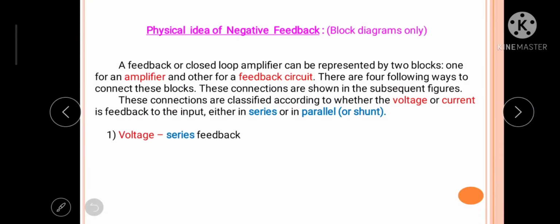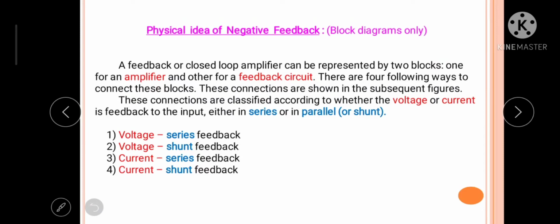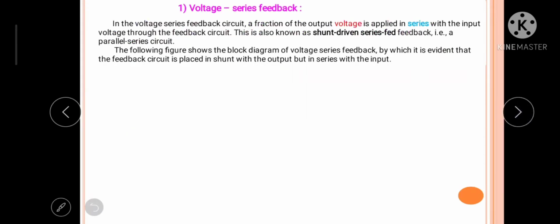So accordingly, there are four types. Out of these four types, first is voltage series feedback, second is voltage shunt feedback, third is current series feedback, and the last one is current shunt feedback. Coming to the first type, voltage series feedback. In the voltage series feedback circuit, a fraction of output voltage is applied in series with the input voltage through the feedback circuit. This is also known as shunt driven series fed feedback, that is a parallel series circuit.